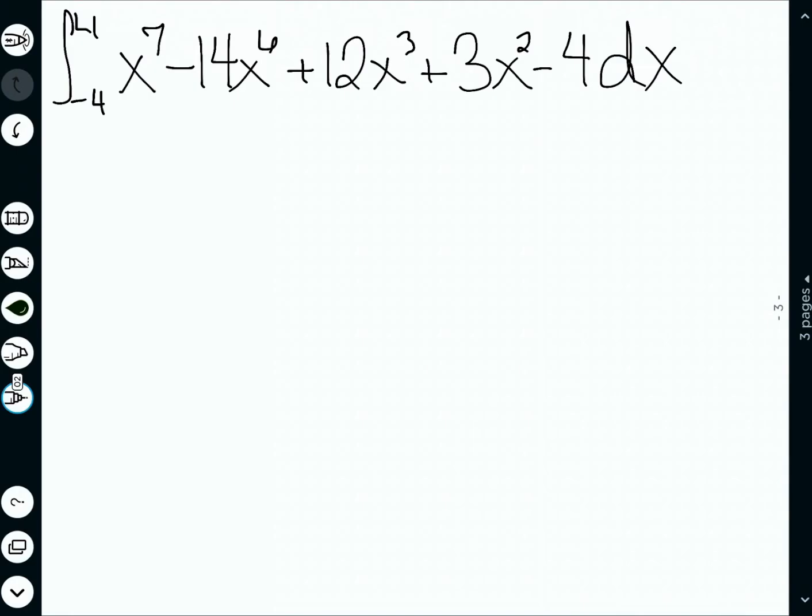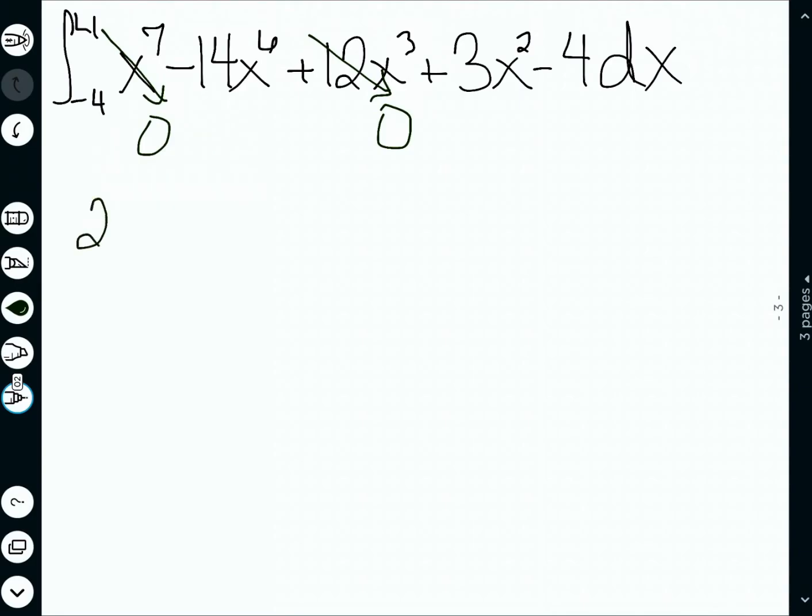Well, if I look at the entire function as a whole, it's neither even nor odd, but I can look at it individually. x to the 7th is an odd function, so it's going to go towards 0. The same thing with x cubed. In general, with polynomials, as long as your exponent is even or odd, that tells you whether that polynomial is even or odd. 6, 2, and in the case of 4, an exponent of 0, are all even.